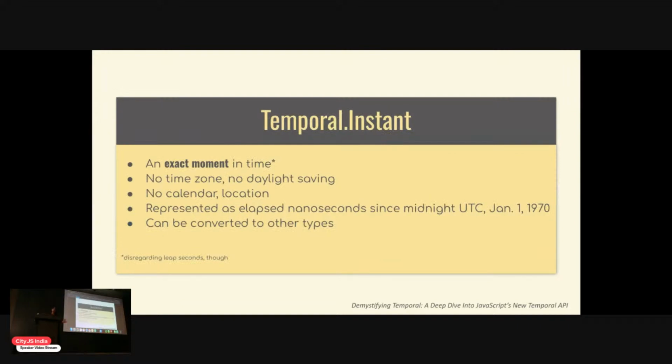The first one is Instant. So Instant is basically an exact moment in time. It is just a representation with nanosecond precision. Okay, so it has no time zone, no real-time variance, no calendar, no location. It's purely an ever-increasing number. It's basically a timestamp. Okay, and it is represented as nanoseconds since midnight of UTC, Jan 1st 1970, which is the epoch time. It can be converted to other types too.